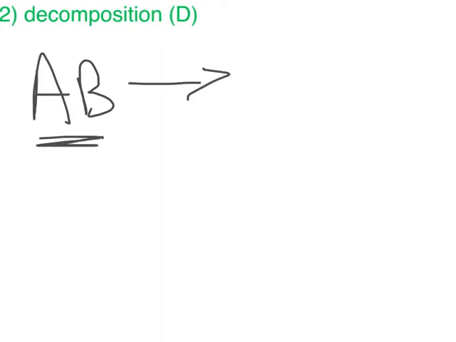A decomp is the reverse of that. So in the last example, we had A plus B yields AB. Well, in this case, we're going to start with 1 thing, a compound, and it's going to break up into its individual elements, or pieces. So this would lead us to A plus B. That is a decomp reaction. Okay, so let me give you an example here, a slightly different one.